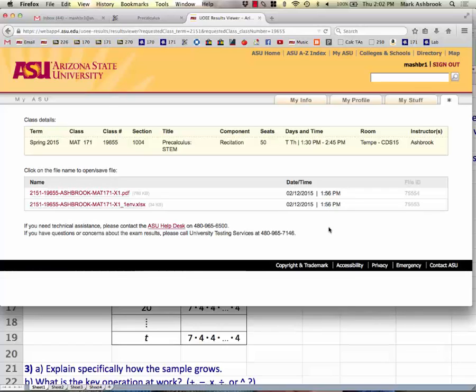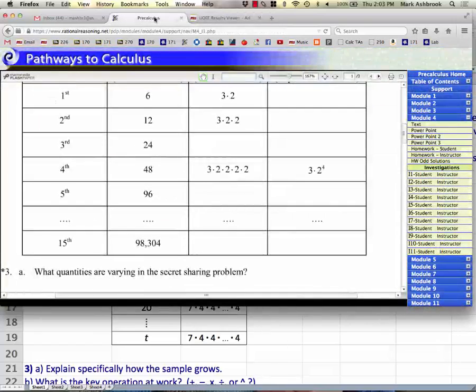So I want you to start doing this. Let me see what we're looking at. Module 4, Section 2.